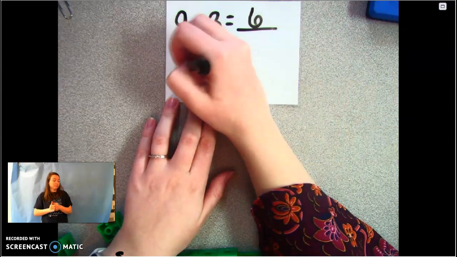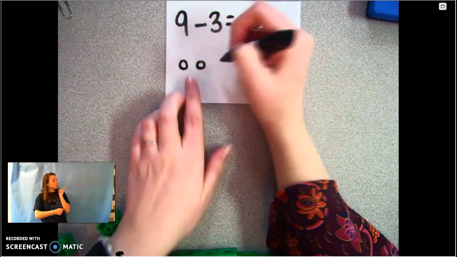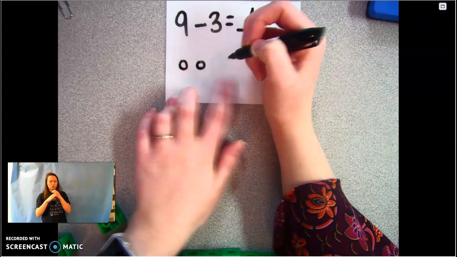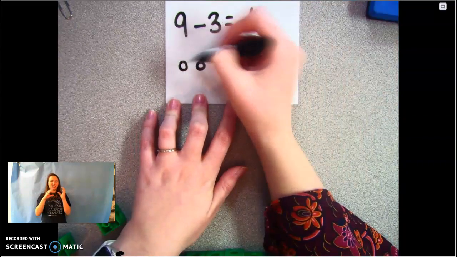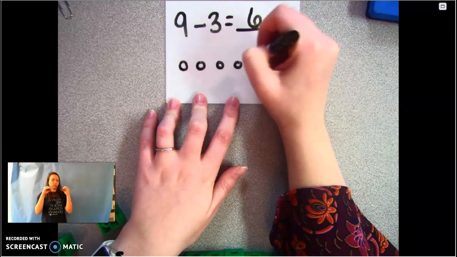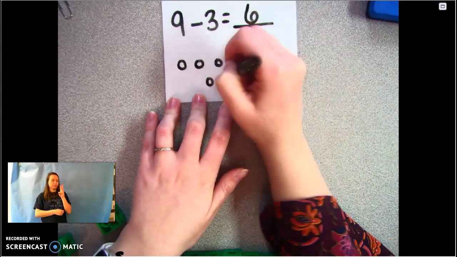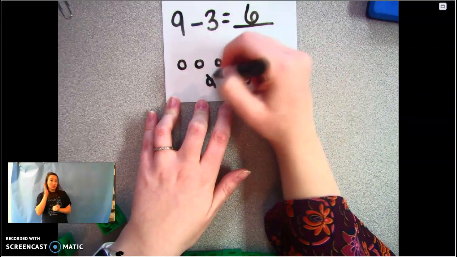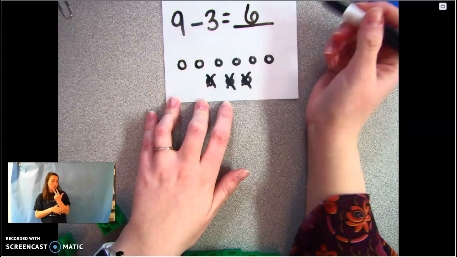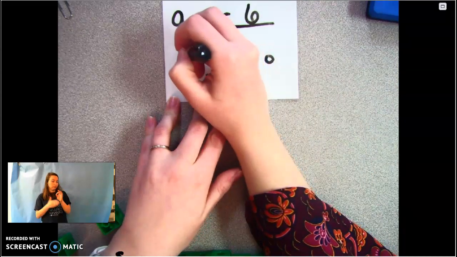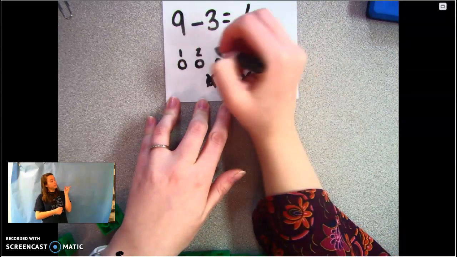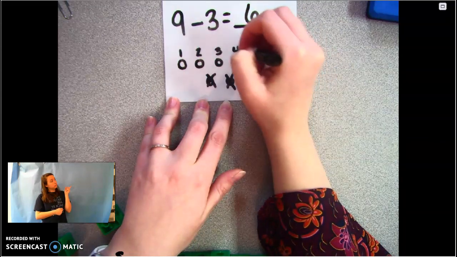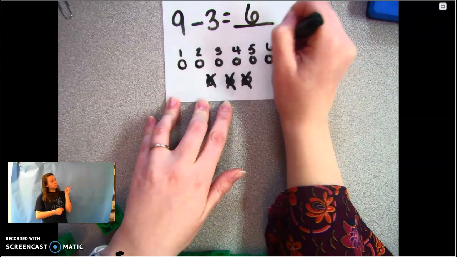All right, so we have 9. So I'm going to draw 9 circles. Make sure your circles aren't touching so that you can count them easier. 1, 2, 3, 4, 5, 6, 7, 8, 9. And I'm going to take away the 3 that she can't see. 1, 2, 3. Now I can count how many are left. 1, 2, 3, 4, 5, 6.